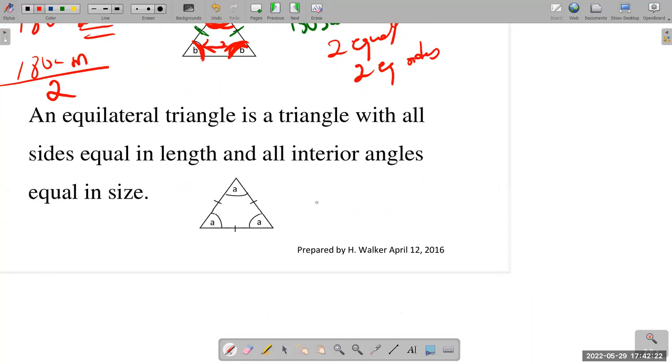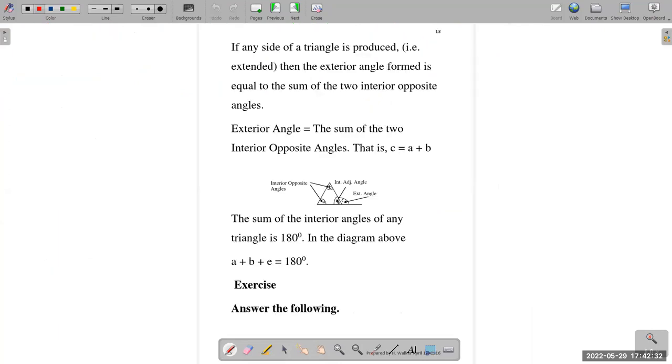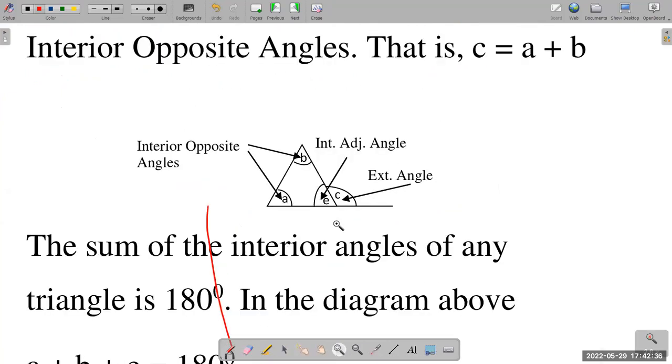equal. So what do you do with 180 if all 3 of them are equal? What do you do to find 1? You divide by 3, right? These are things you're expected to know. Then from there, we have internal and external angles. If you extend any side, you would create an external angle. This is what we have here.